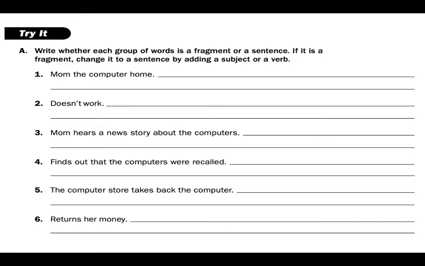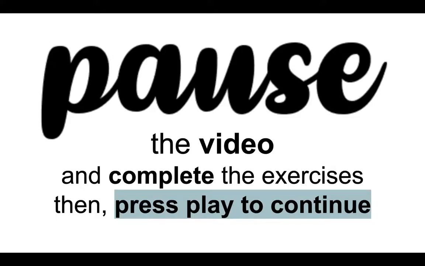Let's try it. Part A says, write whether each group of words is a fragment or a sentence. If it is a fragment, change it to a sentence by adding a subject or a verb. Number 1 says, Mom, the computer home. We have a subject and a detail, but no verb. So this is not a sentence, it is a fragment. If I'm going to rewrite this sentence, I am going to need to add a verb. I would change it to, Mom brings the computer home, adding the verb brings in order to make it a complete sentence. Pause the video, complete the exercises, and then press play to continue.